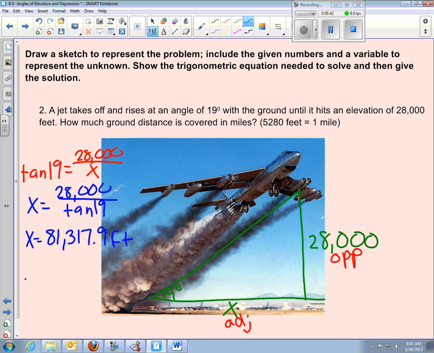Remember that our question asks us in miles. So how do we change feet into miles? We'll go ahead and take our 81,317.9 feet and divide it by the 5,280 feet. That's going to get us our answer in miles. So I want you to do that on your own.